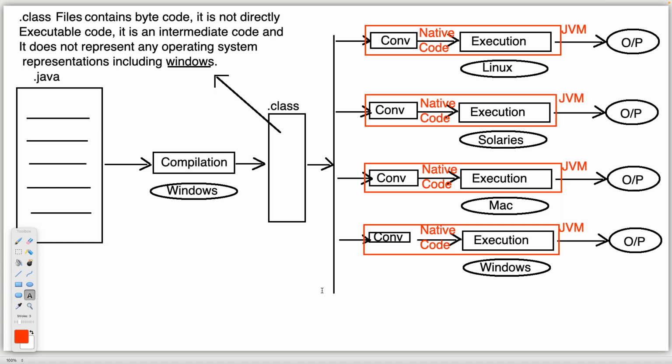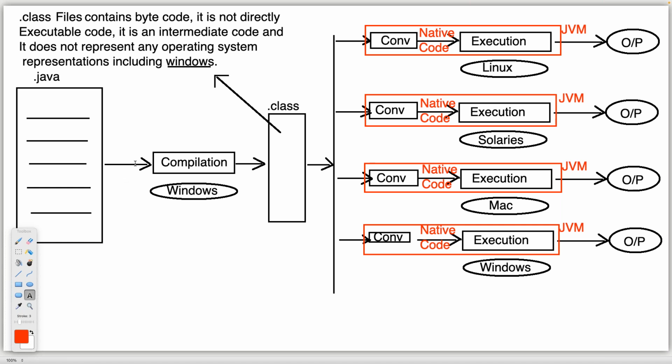Translating bytecode to native code. Converting the code from bytecode to native code. That's the main responsibility. And the second responsibility is, when native code is coming, executing that native code. Two responsibilities are available for the JVM. One is translation. Second one is execution. All of you are getting my point or not?